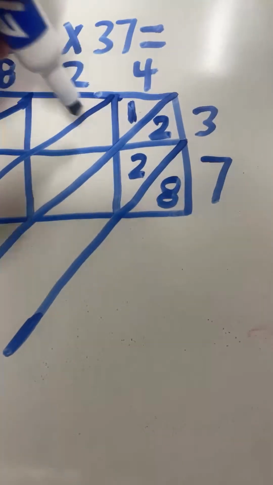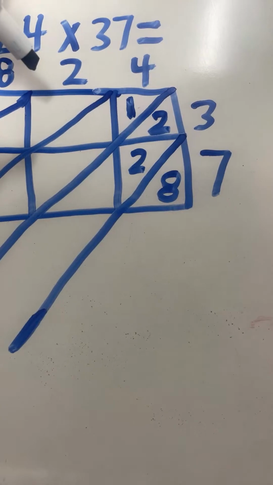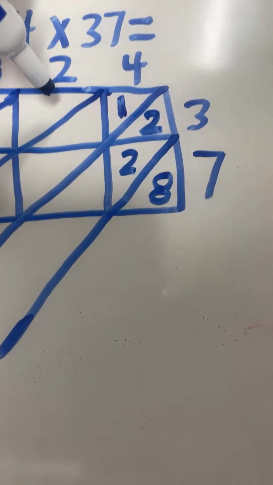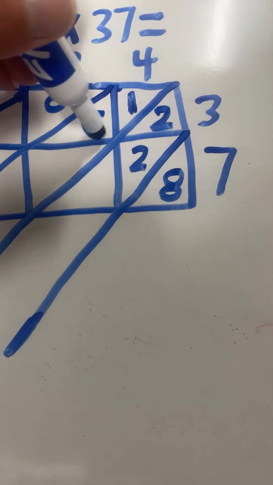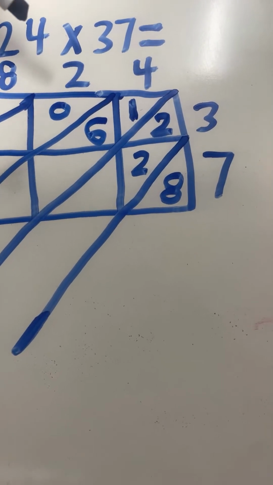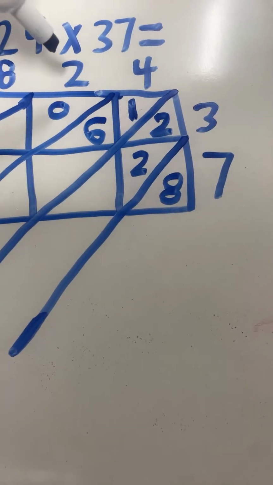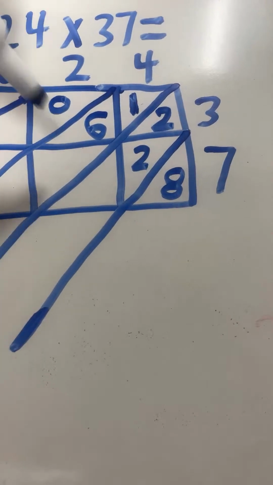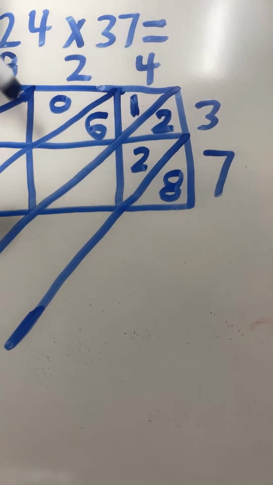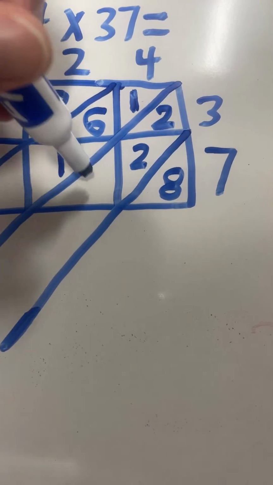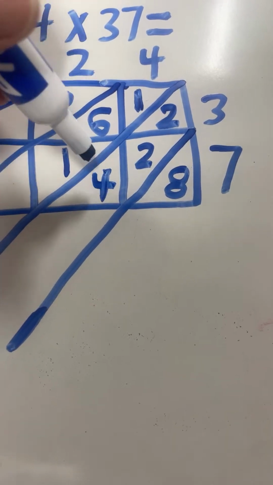The answer to 2 times 3 is going to go in this square. 2 times 3 equals 6. 0 in the top triangle, 6 in the bottom triangle. 2 times 7, the answer to 2 times 7 is going to go in this square. 2 times 7 equals 14. 1 in the top triangle, 4 in the bottom triangle.